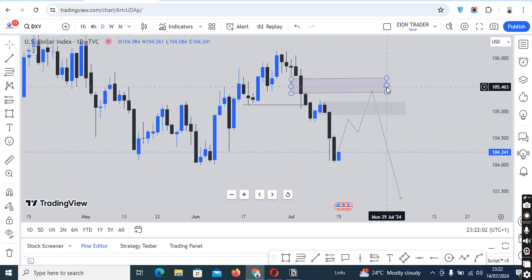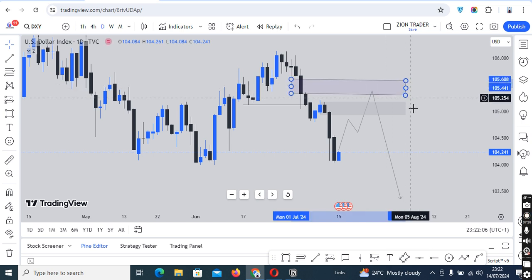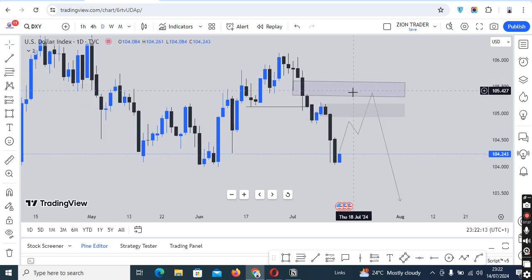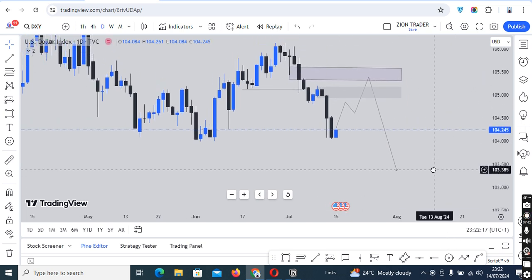If price really has such momentum, of which I can see the dollar is very weak, but if it wants to, it can trade back into this institutional reference point, which is this IOFED, and then continue being bearish, as you can see right here, guys. So for the week I'm anticipating a retracement.